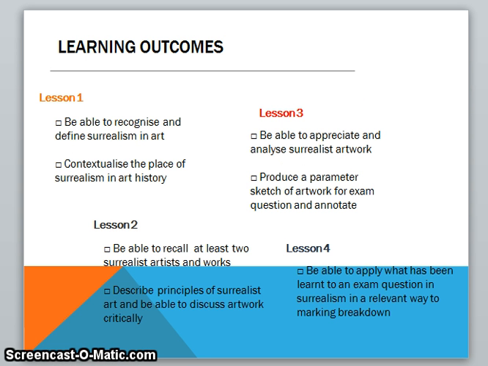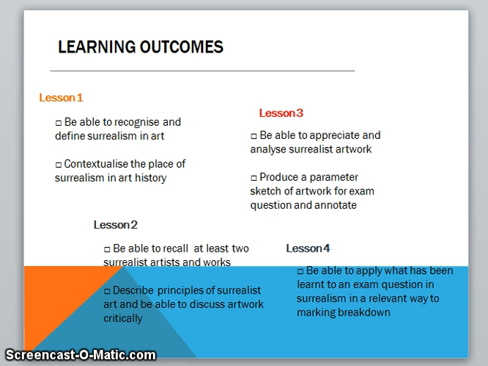The learning outcomes have been broken up between the 4 lessons. By the end of the scheme, students will be able to do the following. Lesson 1. Define Surrealism and recognise works from the Surrealist art movement using buzzwords, contextualisation and new terminology.